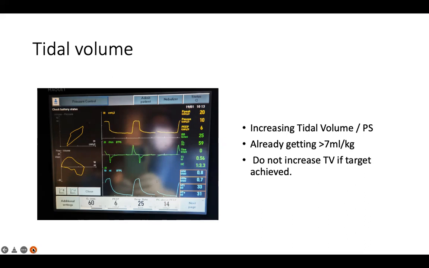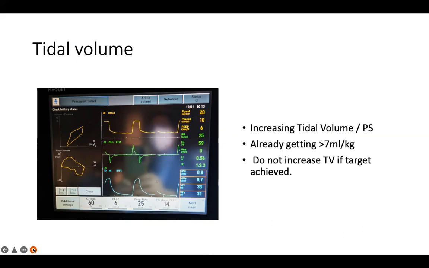Imagine you were targeting a tidal volume of 6 ml per kg, but your settings are giving only a tidal volume of 5 ml per kg. Then increasing the settings to get a tidal volume of 6 ml per kg is justified. But if you have already achieved what you wanted, then further increase in tidal volume to get PCO2 washout should not be attempted. Instead, look for alternative methods of getting the CO2 washout.